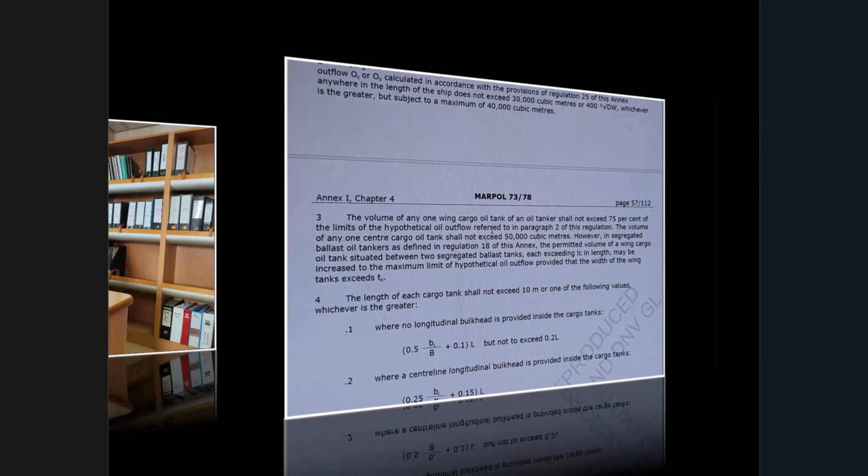Okay, so here we finished with regulation 26 of Annex 1, which was talking about limitations of the size of cargo tanks, and it was related to damage stability calculations for the oil tankers.